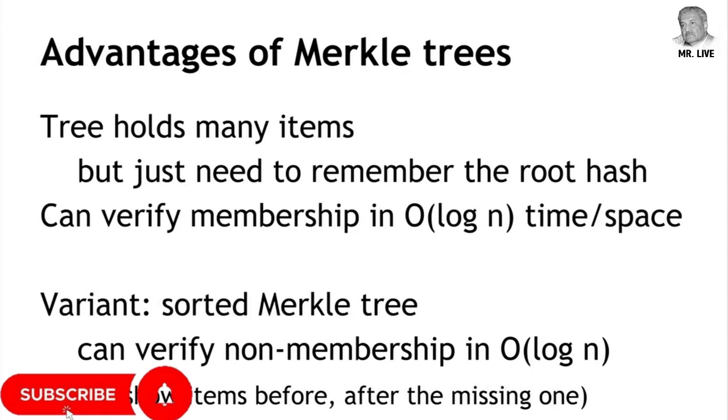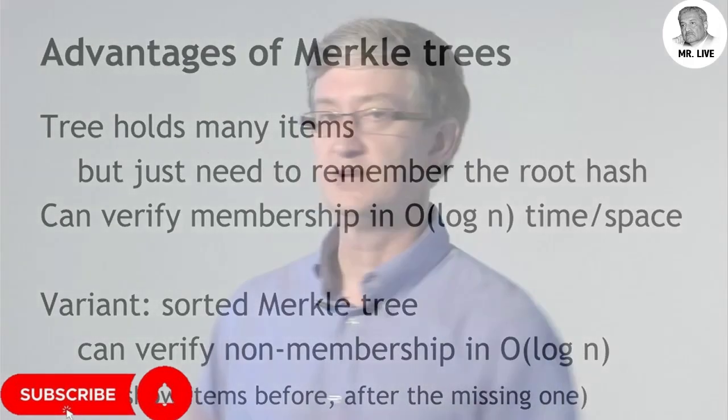And then we can say, look, both of these items are in the Merkle tree, they're consecutive, and therefore there's no space in between them. There's nothing in between them, and so the thing that we're trying to prove non-membership of can't be there. All right, so a Merkle tree is a binary search tree built with hash pointers. We can do logarithmic time membership proofs, non-membership proofs if we sort the tree, and it's very efficient.